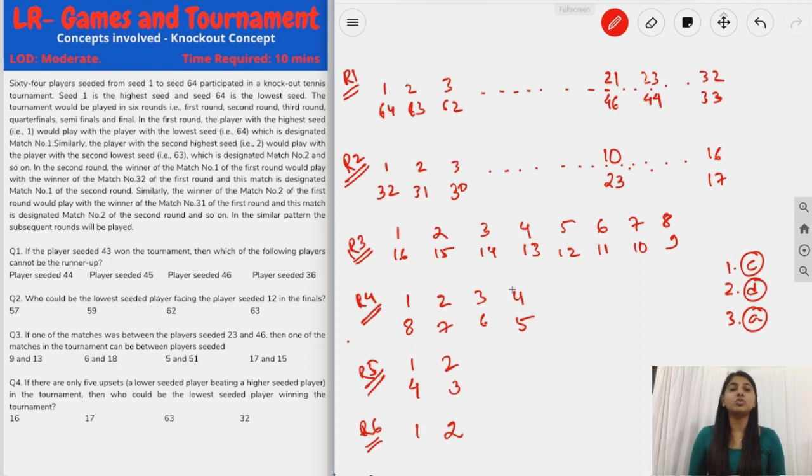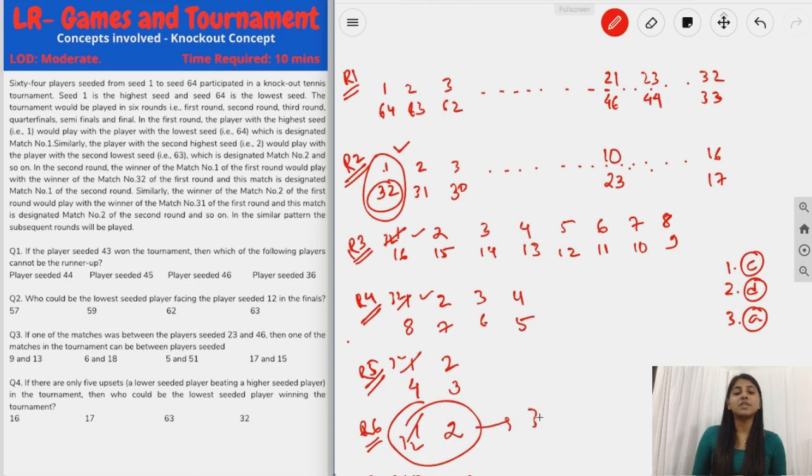If we take 32, see, 32 is here. If 32 beats 1, if this match is an upset, then 32 will take 1's place. Again, if 32 beats 1 and takes this place, that is 2 upsets, then 3, 4 and 5 upsets. So in 5 upsets, we can see 32 will win the game. So the correct answer is option D, 32.